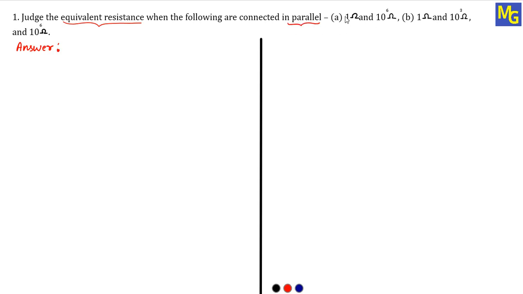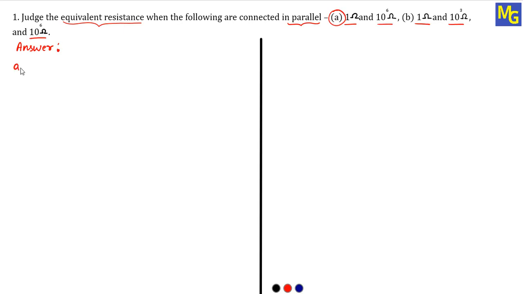So here we have two conditions. In case A there are two resistors, 1 ohm and 10 raised to 6 ohm. And in the second case we have three resistors: 1 ohm, 10 raised to 3 ohm and 10 raised to 6 ohm. In both conditions we are going to connect the resistors in parallel. We have to judge the equivalent resistance.